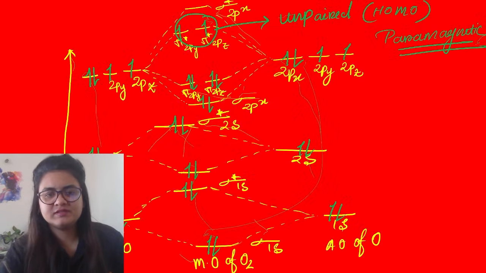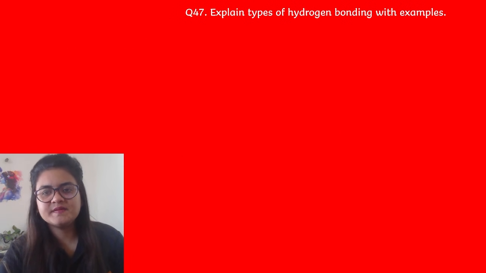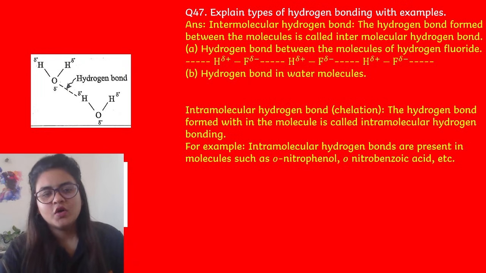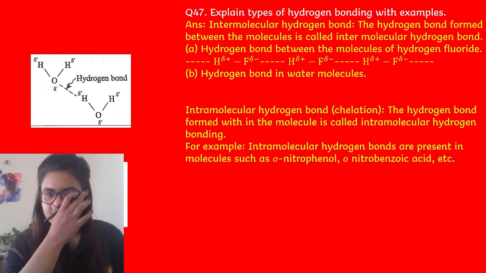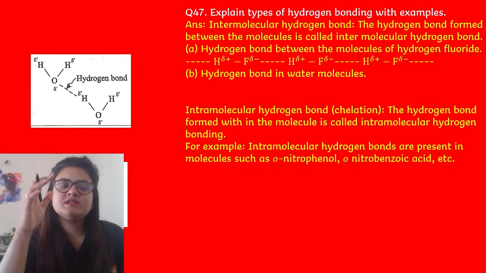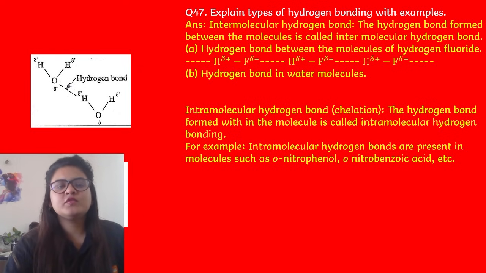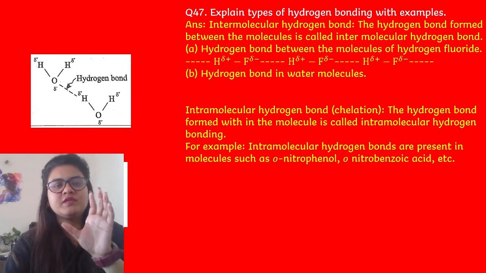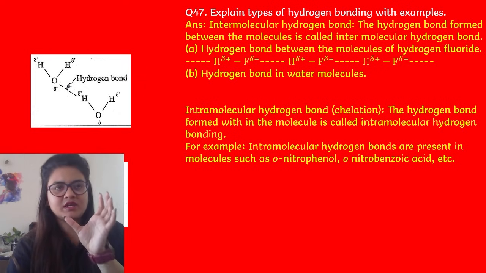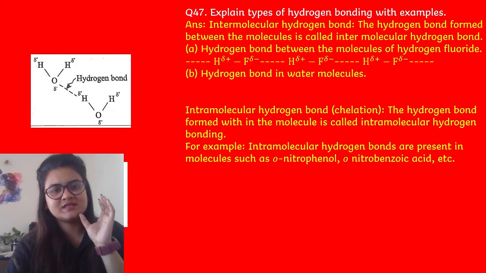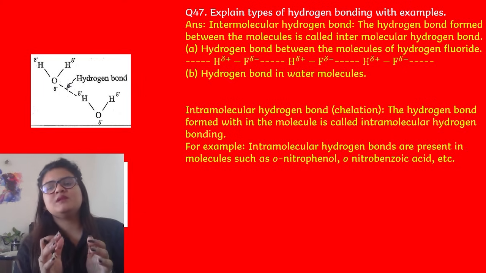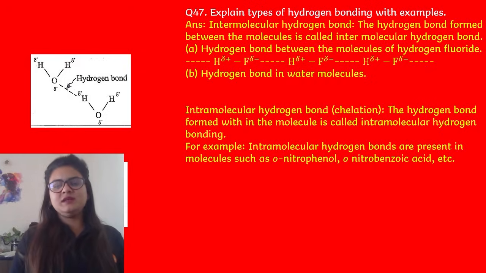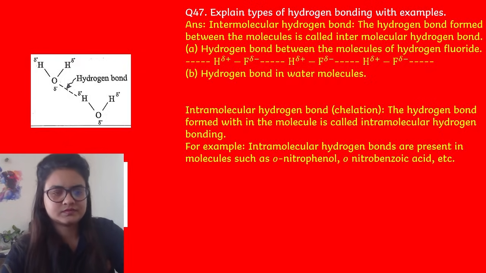Let's proceed further. Okay, explain the hydrogen bonding with example. We can have two types of hydrogen bonding, intramolecular and intermolecular. Intermolecular, you can see, is in between two different molecules. Like H2O, the oxygen and hydrogen of two different H2O molecules, they can have the bonding, that is intermolecular, right? And intramolecular means within the same molecule you can have the hydrogen bonding, that is intramolecular.